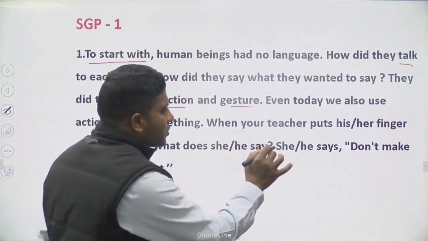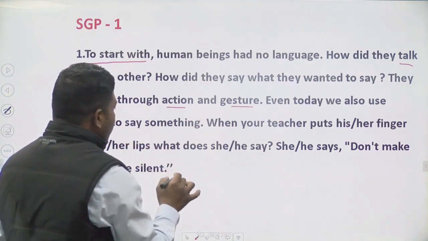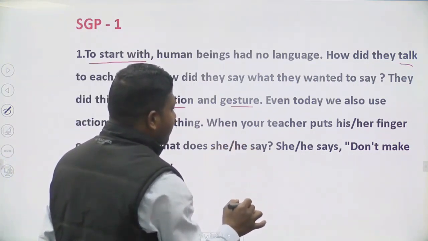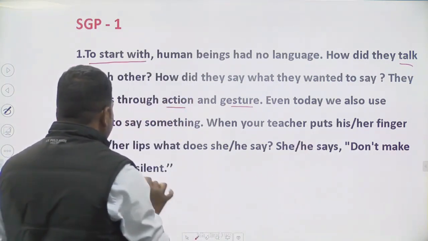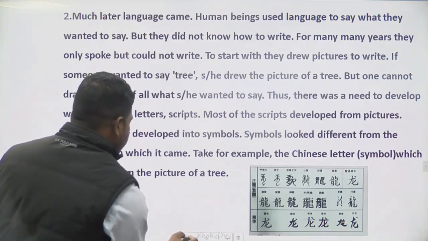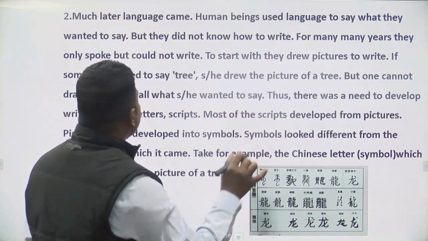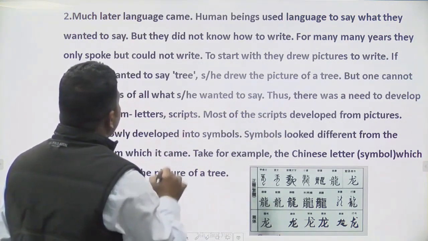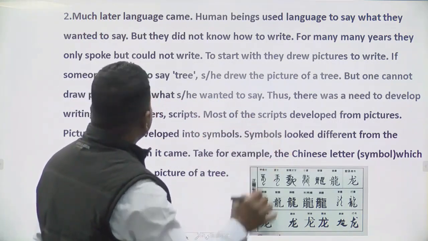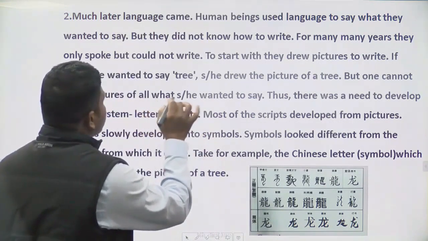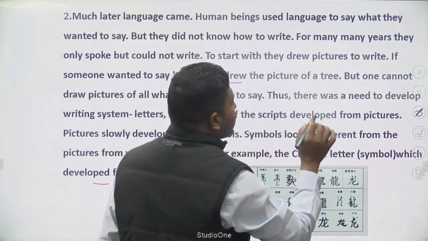When your teacher puts his or her finger on his or her lips, what does she or he say? She or he says, "Don't make a noise. Be silent." Much later, language came. Human beings used language to say what they wanted to say. But they did not know how to write. For many, many years, they only spoke but could not write. To start with, they drew pictures of a tree.